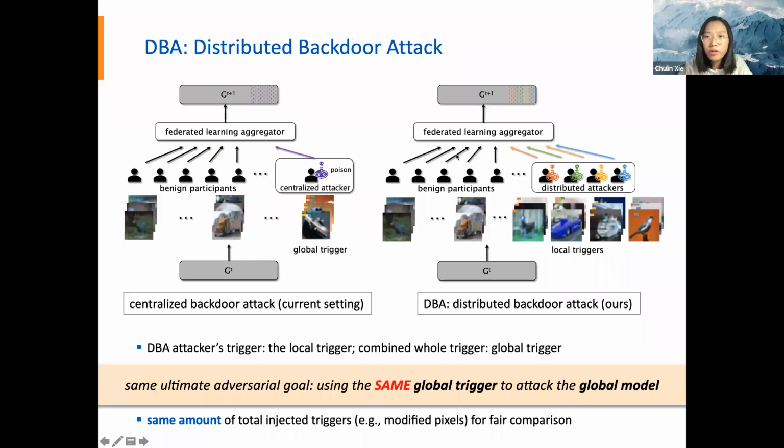According to this slide, in this example, the global trigger is decomposed into four local triggers. So there is one centralized attacker and four distributed attackers. If there are two centralized attackers, for a fair comparison, there would be eight distributed attackers. In this case, they will have the same amount of total injected trigger, which means the modified pixels.